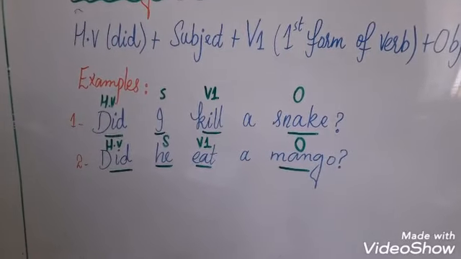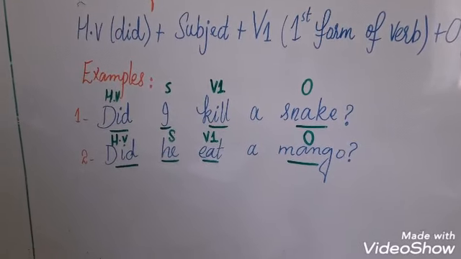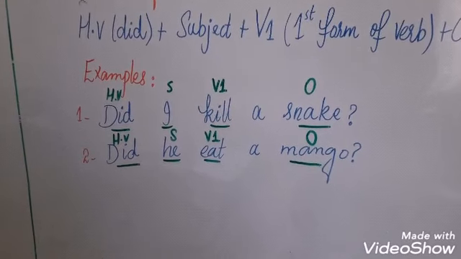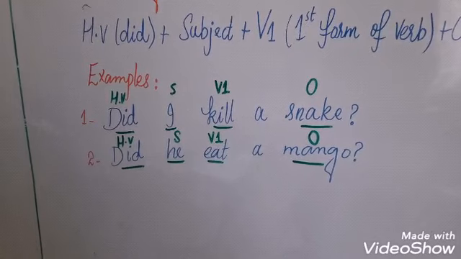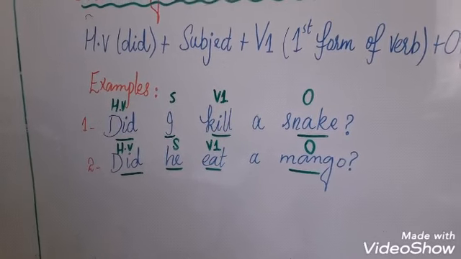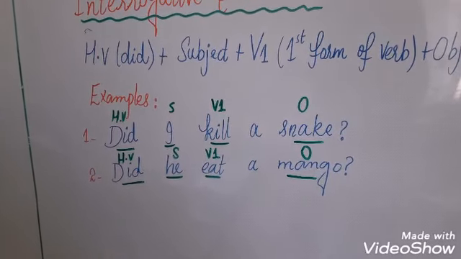Second example is: did he eat a mango? Did is the helping verb, he is the subject, eat is the first form of verb, and mango is the object, and in the last we have used a question mark.